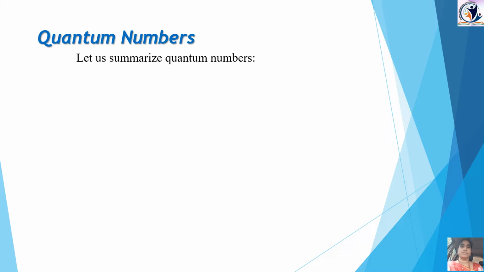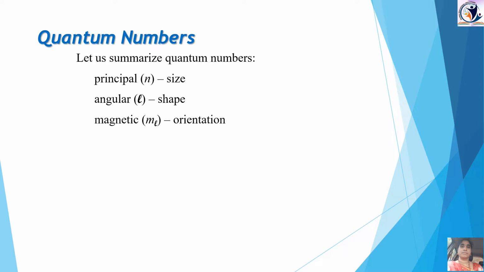What are the different quantum numbers we know, children? The principal quantum number represents the size of the shell. The angular quantum number represents the shape of the orbital. And the magnetic quantum number gives the orientation of the atomic orbital. Okay, these three are required to describe an atomic orbital. Am I clear, children?